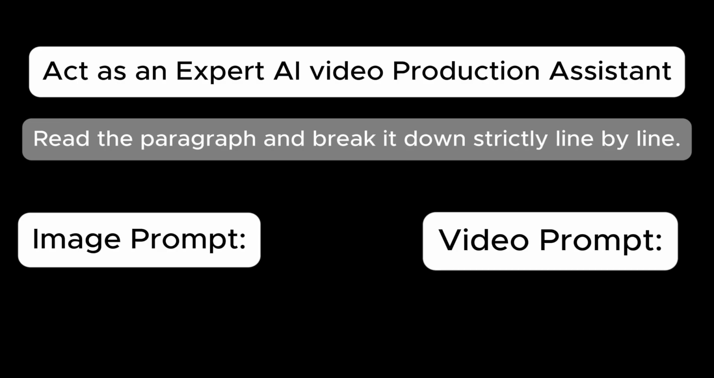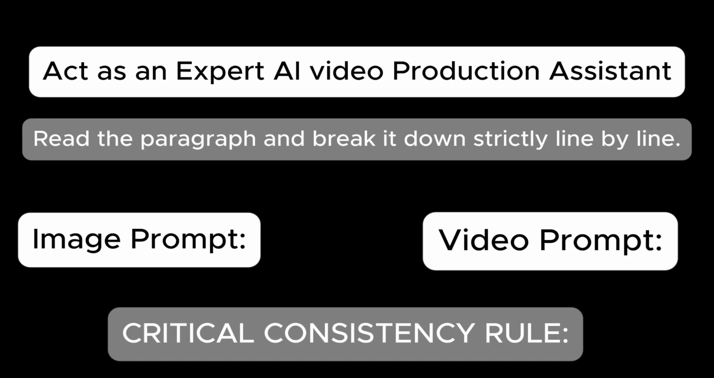Having these paired up is going to make our workflow insanely fast. And finally, we hit it with a strict command, the critical consistency rule. This forces the AI to keep our character looking exactly the same in every single shot. By the way, I've dropped this exact master prompt in the description below and in our WhatsApp group, so you can grab it and use it for literally any video style.